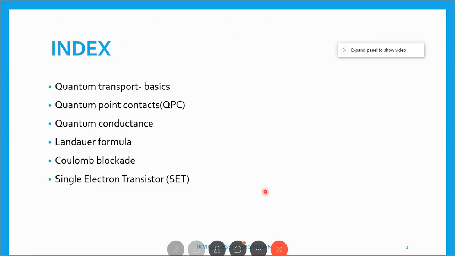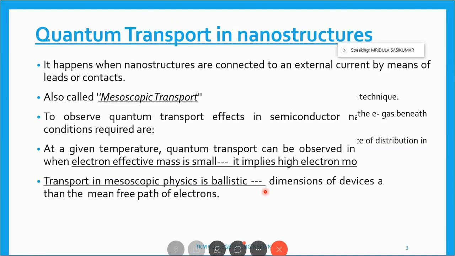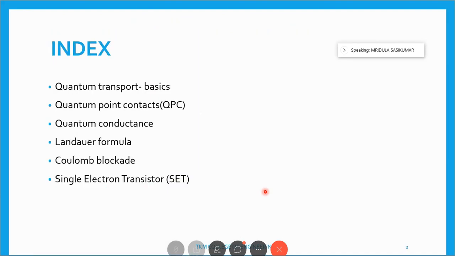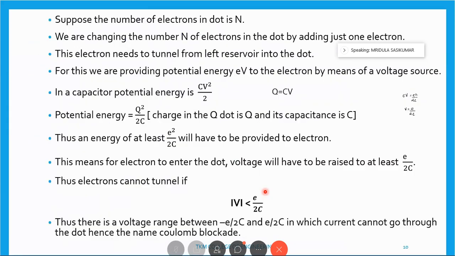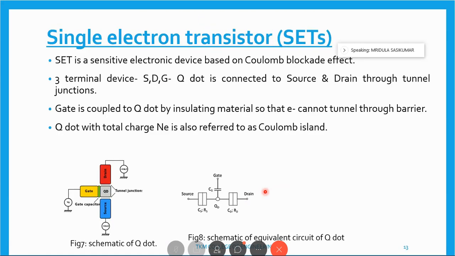One question will be to derive the Landauer formula. There is a chance it will be asked for up to 10 marks. Then, what are the conditions for Coulomb blockade? Another question will be: what is a single electron transistor? They will ask its conditions as well.